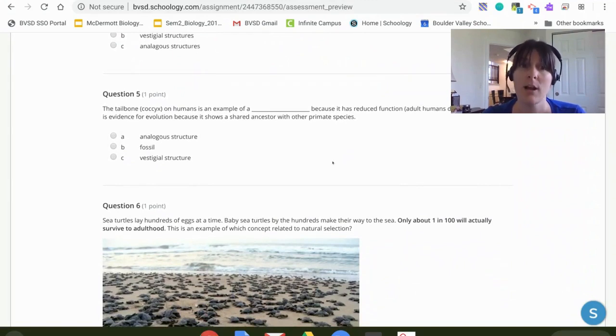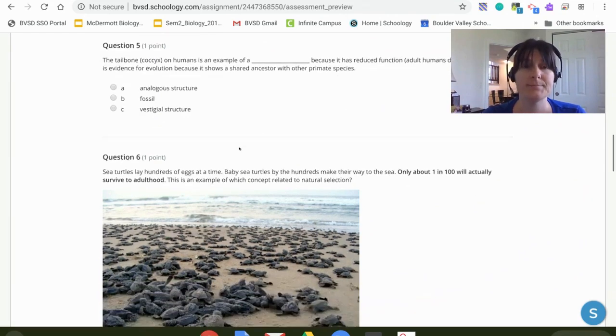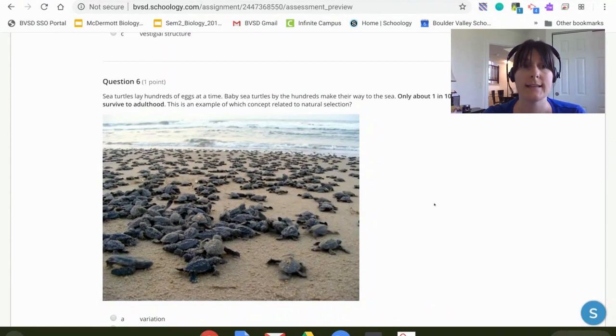Question 5. The tailbone, coccyx, on humans is an example of a blank because it has reduced function. Adult humans don't have tails. This is evidence for evolution because it shows a shared ancestor with other primate species. A. Analogous structure. B. Fossil. C. Vestigial structure.